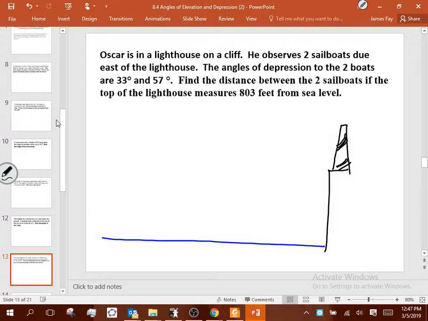Okay? So draw 2 boats down there in the water. I mean, don't put them right next to each other, because they're not. If they're right next to each other, these angles would be pretty close together, wouldn't they? Yeah. Okay. So if they're like 57, 56, then they're probably touching each other, right? So they shouldn't be that close. So there's sailboat number 1. Let's call this sailboat number 2.